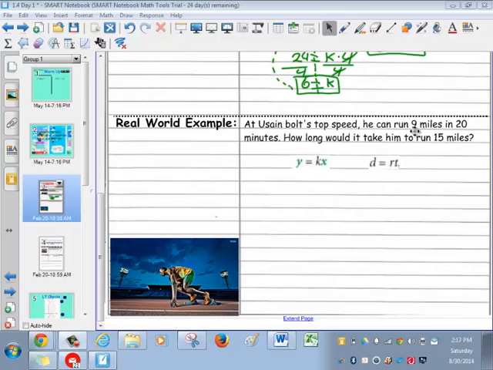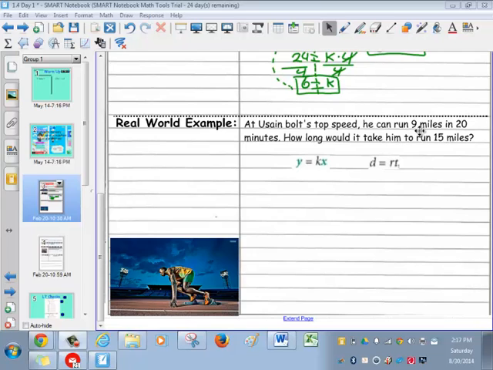Okay, in this next problem, they're telling us Usain Bolt's top speed, when he's just cruising, he can run 9 miles in 20 minutes. Now I know that's not realistic, right? Because he's a sprinter, he's not going for 20 minutes. He's running like 1-2 minutes, small little sprints. But let's just say he could keep his pace.